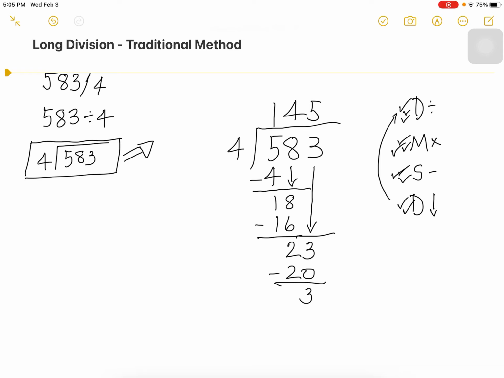And then we look to drop. However, there is no digit here to drop. So at this point, one, there is no digit to drop. Two, this 3 is smaller than our divisor of 4, so we are done with that division problem, and we do not need to do any more. The last step is to take the 3 and add it as a remainder at the end of our problem. 145 with a remainder of 3 is the answer to our problem, 4 divided into 583.